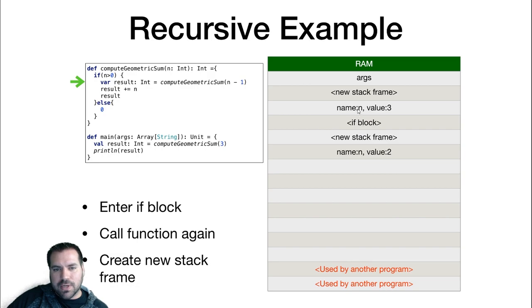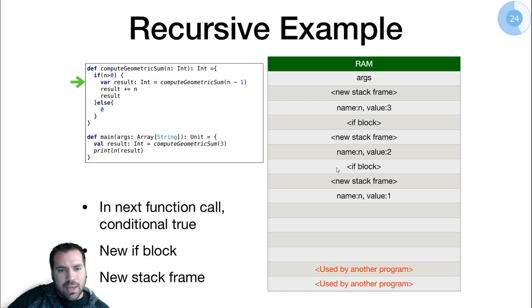So we have two variables named n. We're tempted to panic, but don't worry, they're in different stack frames. Not even just in different code blocks, they're in completely different stack frames. So we have no issue here. Next, n is 2. That's greater than 0. Enter the block again. Call geometricSum, 2 minus 1 is 1. So we create a new stack frame for this new method call, assign n to 1, and add that to the stack. So we're 3 stack frames deep at this point in the execution.